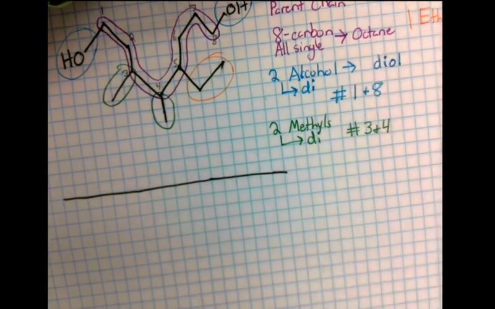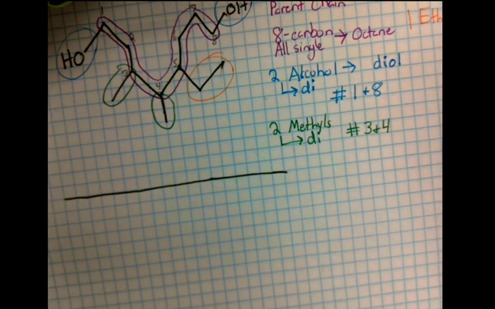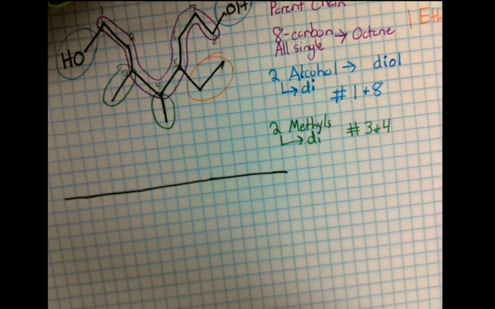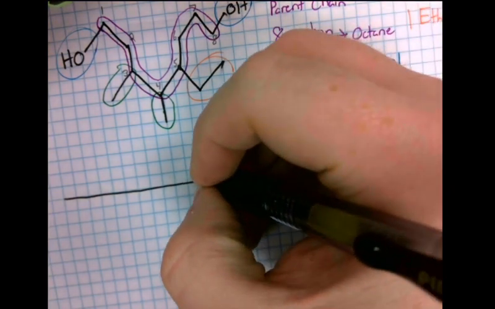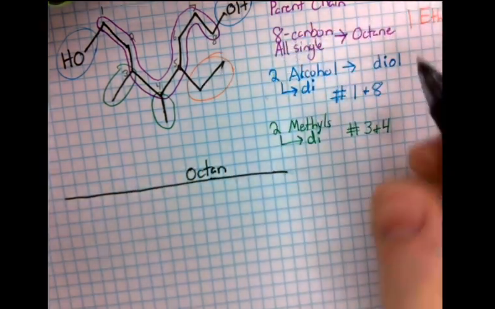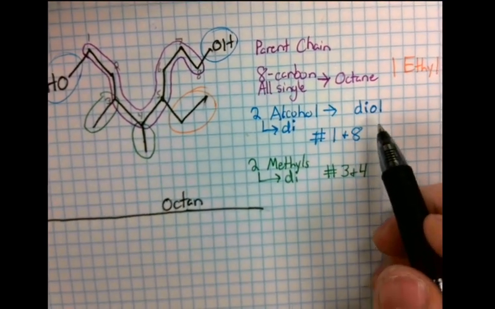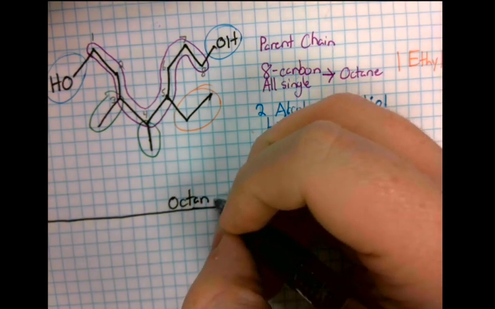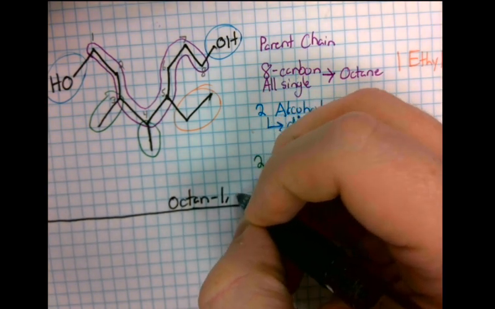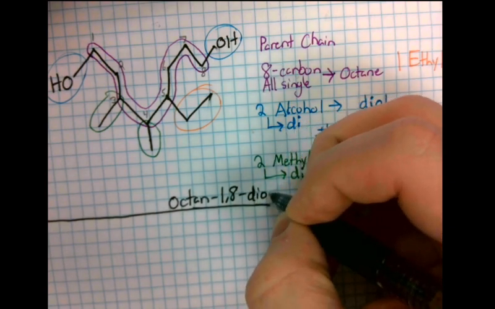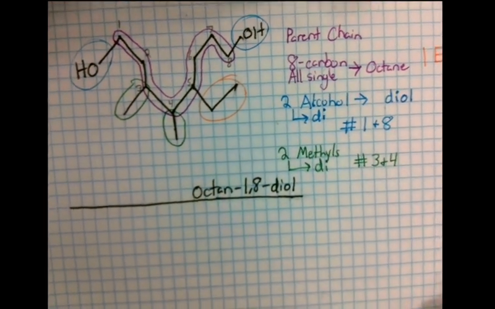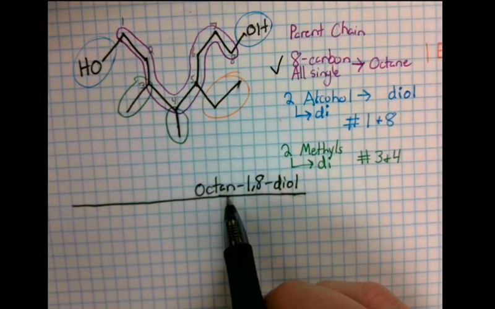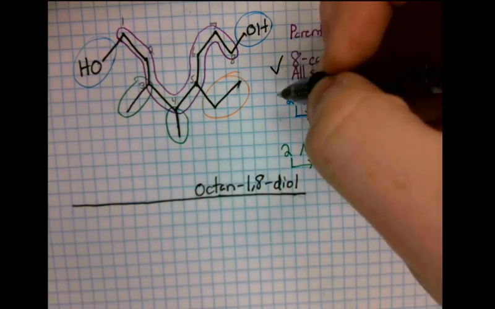So I'm going to actually just switch to my black pen first. We're going to start with our parent chain, and I'm going to put that in the middle section of my line. So we've got octane, but we have to change the ending from ane because it's going to be an alcohol. So it's octan, but we also need to indicate where those alcohols are. So it's going to be octan-1,8-diol. Octan-1,8-diol. So that's accounting for an 8 carbon chain with only single bonds, and on position 1 and 8 there is an alcohol.